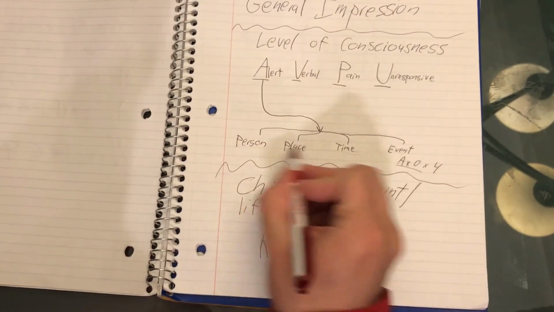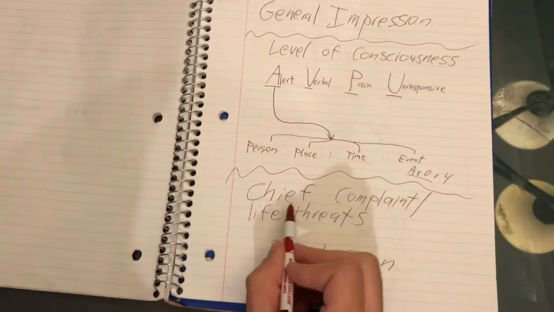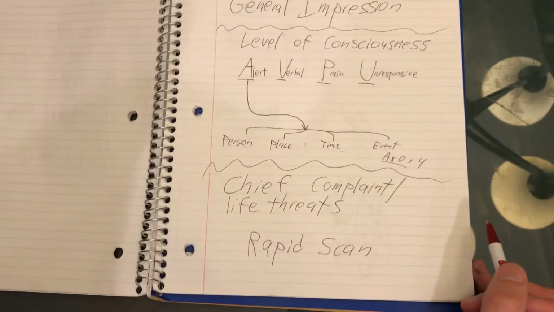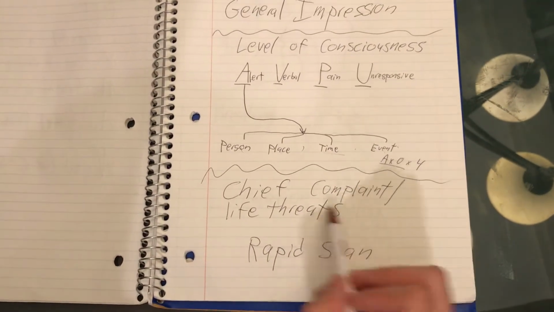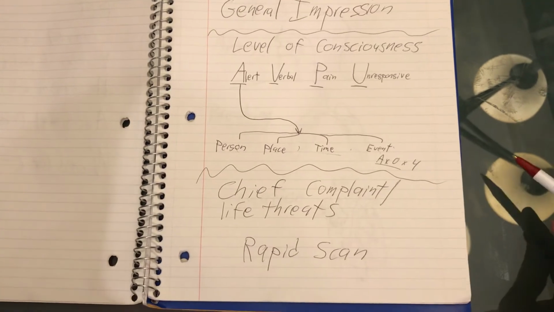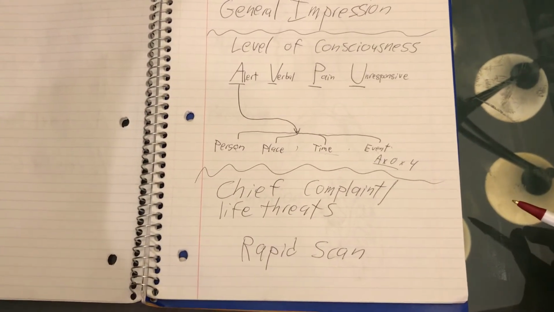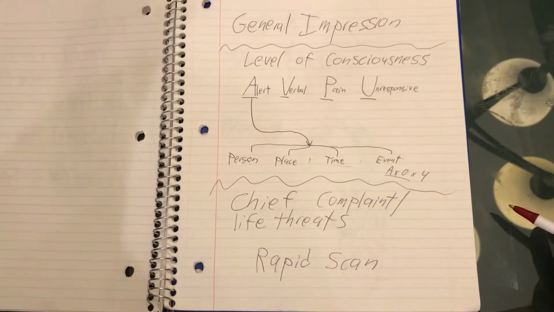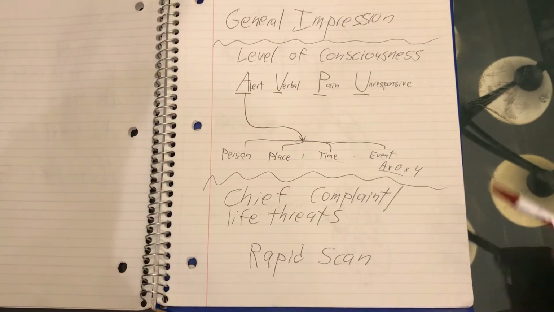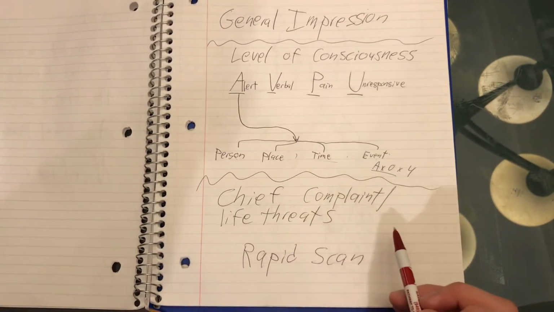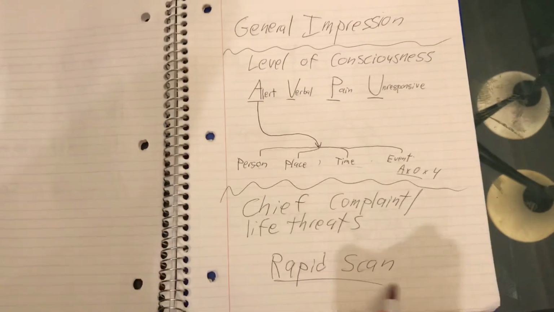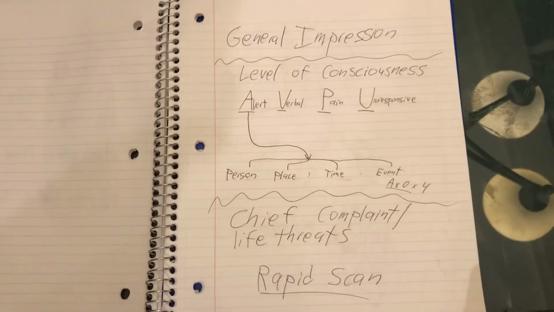And then if they answer all of them, they're alert and oriented times 4. And then after that, you get their chief complaint, or if they're unconscious, their apparent life threat, which means chief complaint is whatever they tell you hurts. So if they have a broken leg, they're going to tell you that their leg hurts a lot. But also life threats, you have to perform what's called a rapid scan to make sure there's nothing else wrong.